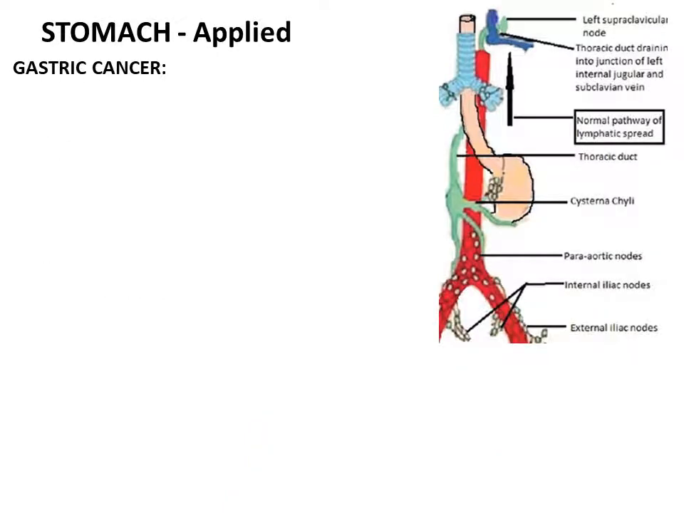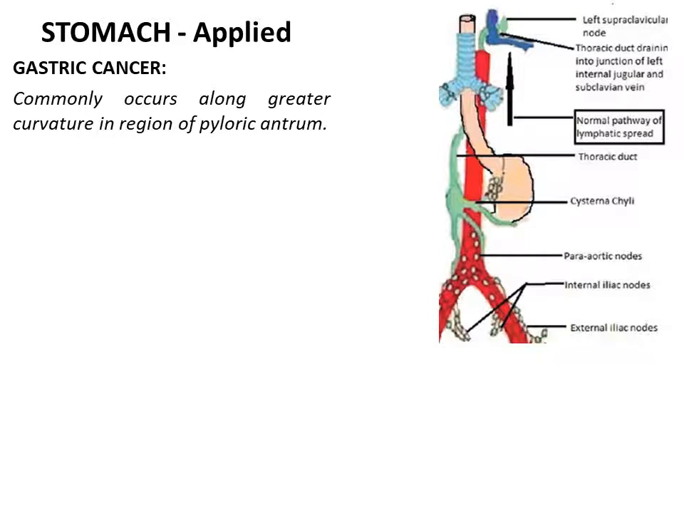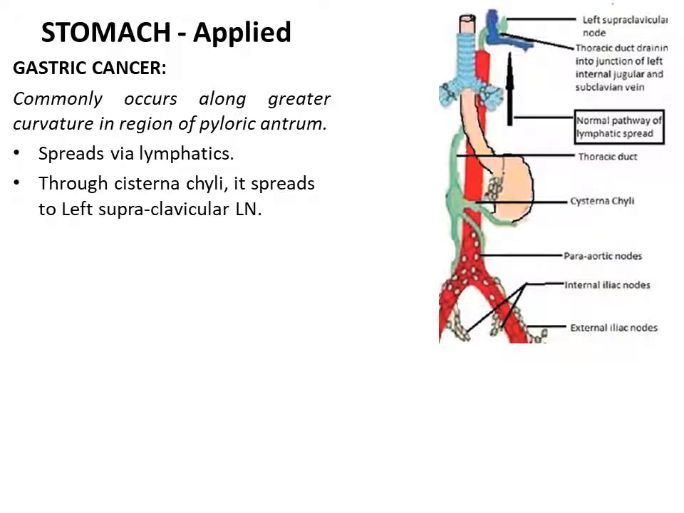Gastric cancers more commonly occur along the greater curvature of the stomach and in the region of the pyloric antrum. They spread via lymphatics. As already discussed, all lymphatics from the stomach drain into the cisterna chyli. From here, along the thoracic duct, they may spread to the left supraclavicular lymph nodes.